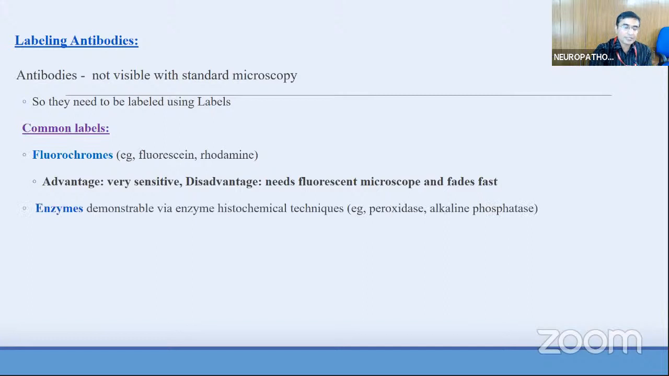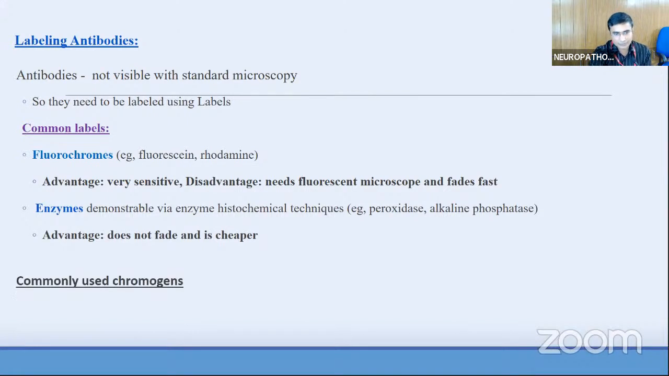On the contrary, we can use stable enzymes which will convert a substance into a colored end product, and that can be picked up. This is actually the chemistry here. Peroxidase or alkaline phosphatase are the popular enzymes which are used. The advantage is that it is quite stable, does not fade, and is cheaper. You don't have to use any special microscope for this; a simple light microscope is enough. And the chromogens needed, especially for peroxidase, would be 3,3-diaminobenzidine, that is DAB, or you can use AEC, amino 9-ethyl carbazole.